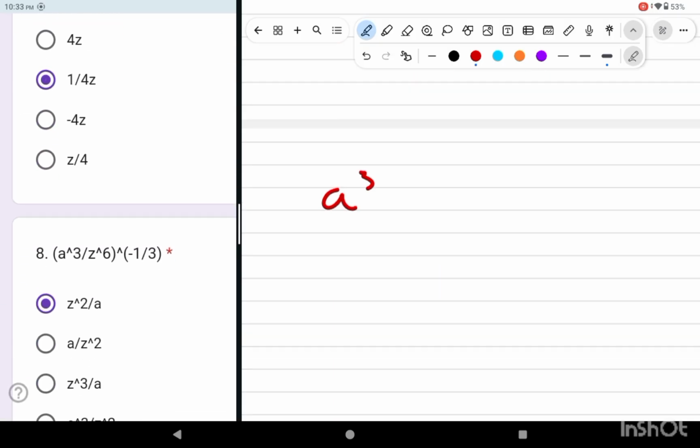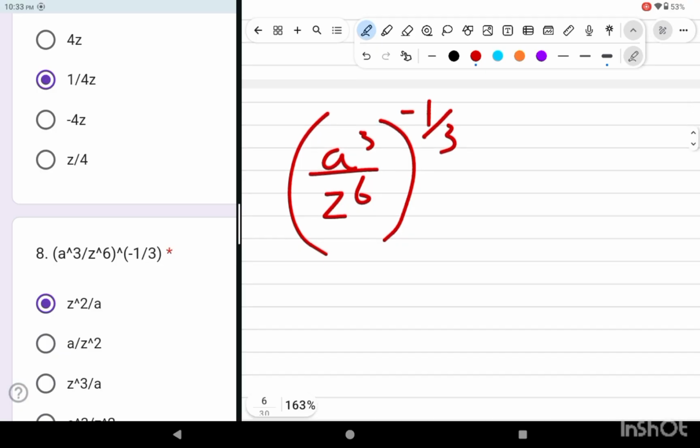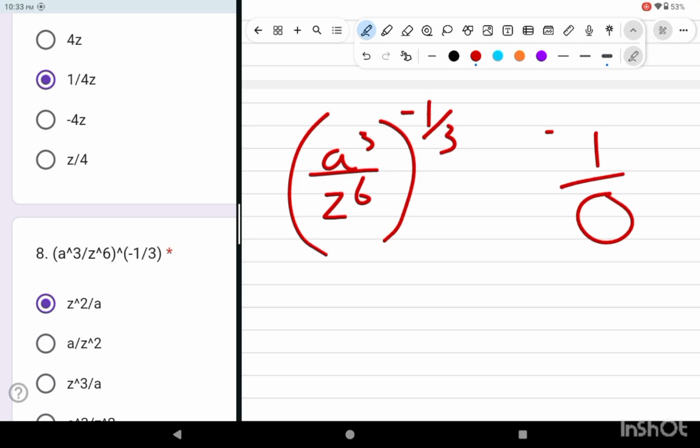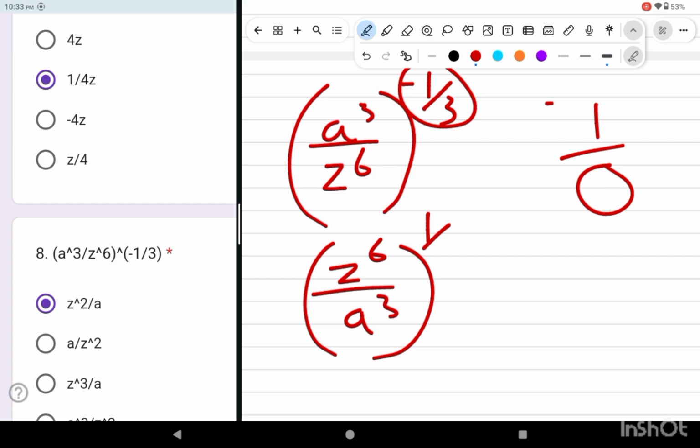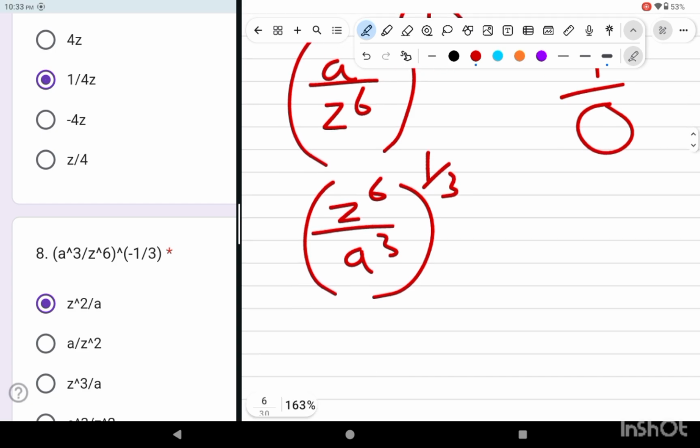A raised to power 3 all over z raised to power 6, all raised to power minus 1 over 3. Negative power means reciprocal, that is 1 over something. We get the reciprocal of a fraction by turning it upside down. Now we will rewrite our equation as z raised to power 6 all over a raised to power 3, raised to power 1 over 3, meaning that we have removed the negative power by turning the fraction upside down.